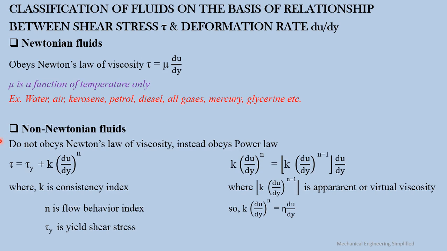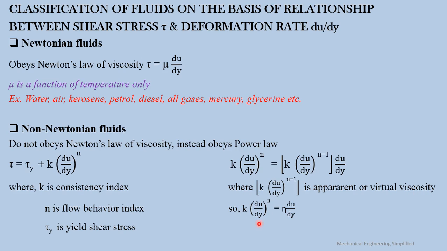Non-Newtonian fluids, what are those? They do not obey Newton's law of viscosity, instead they obey the power law. What is that power law? Tau is equal to tau y plus k into du by dy to the power n. What are these terms? K is the consistency index, n is the flow behavior index, and tau y is the yield shear stress. And this k into du by dy to the power n can be written in another form, where k into du by dy to the power n minus 1 is the apparent or virtual viscosity.